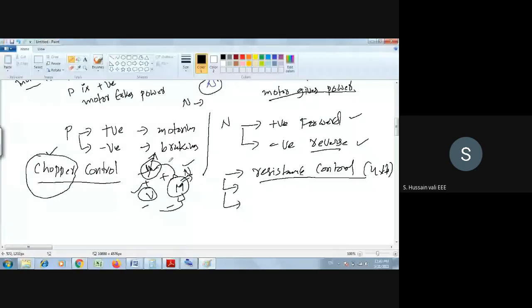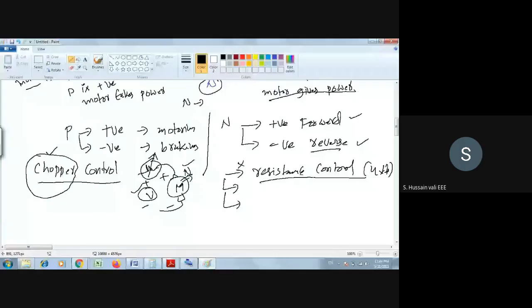Now, forget about the remaining advantages. When you have such a big disadvantage, we will not worry much about the advantages. So we will not consider this. Of course, this is one way to control the speed of the motor. Maybe some people were using this earlier, before they advanced towards the chopper. Anyone can control the speed using a resistor, but we will not prefer this because the efficiency is very poor.